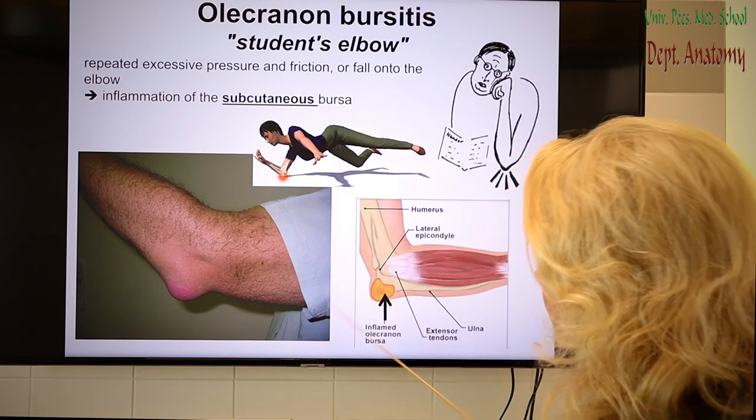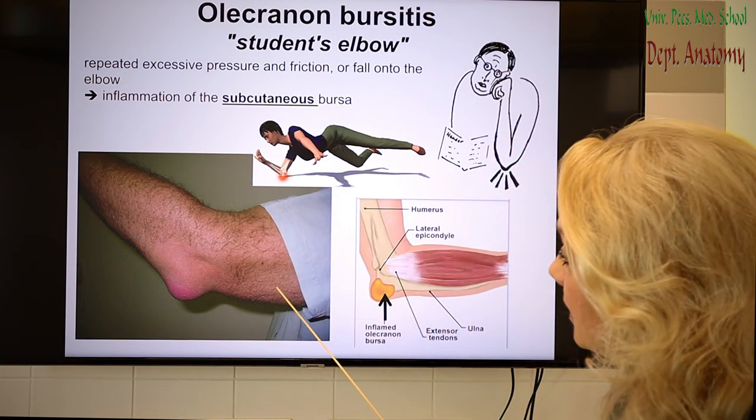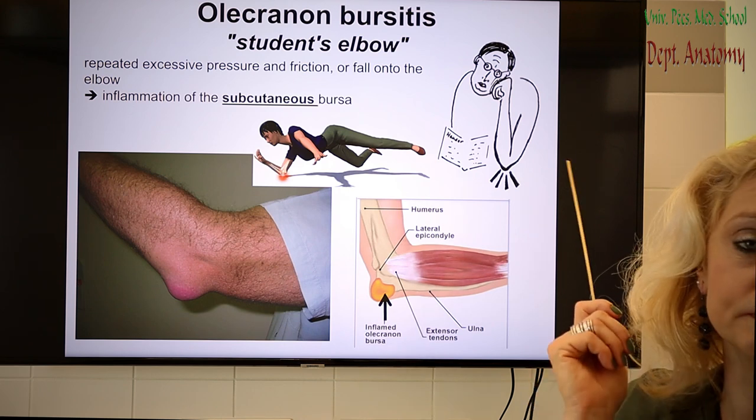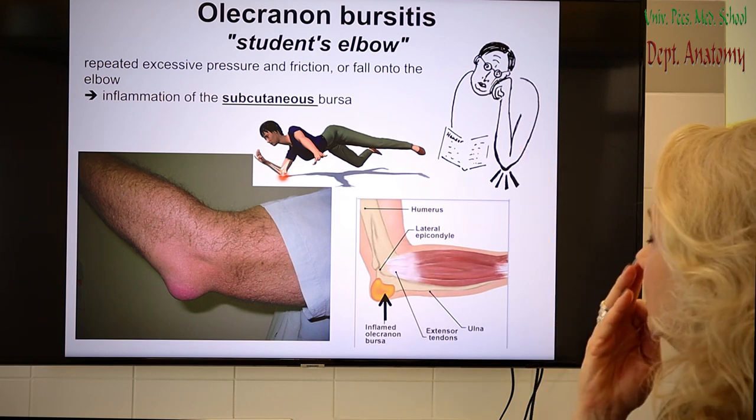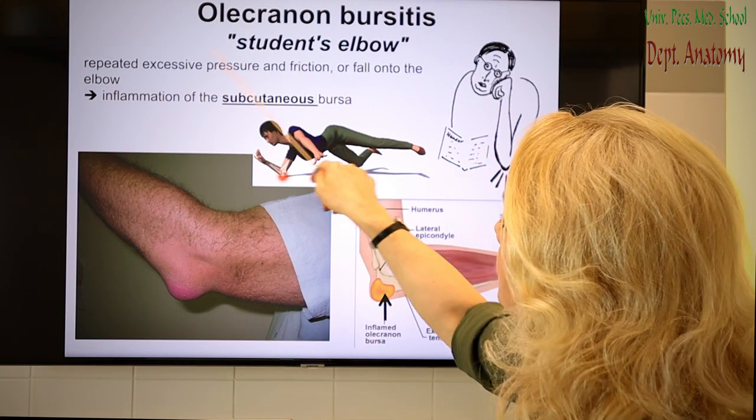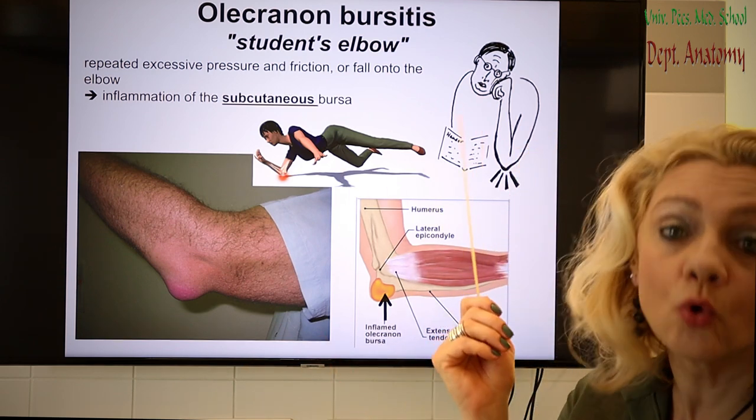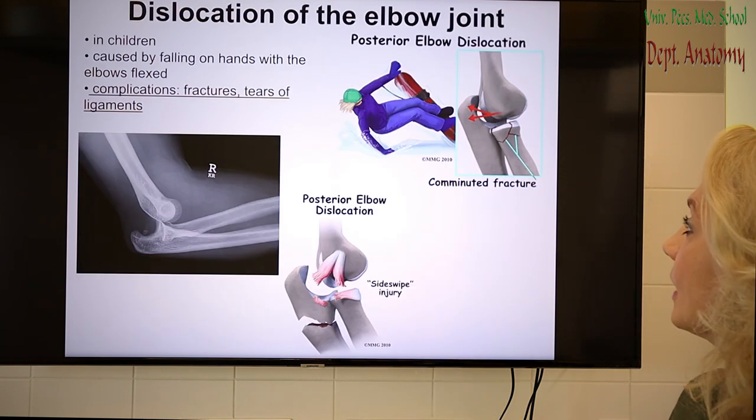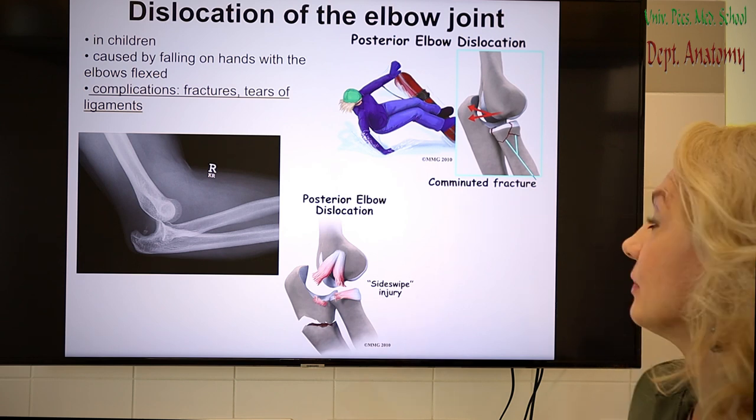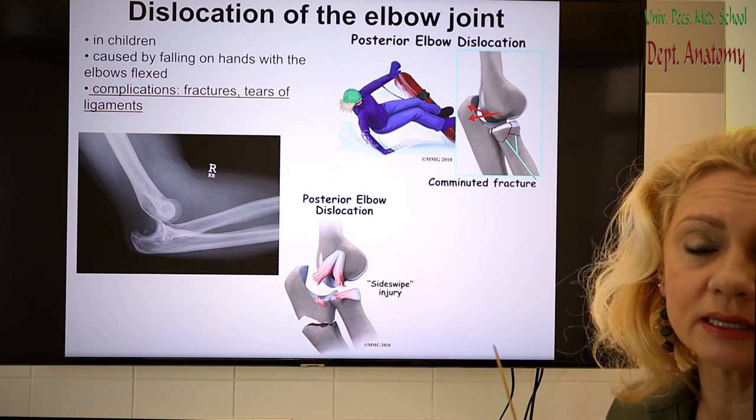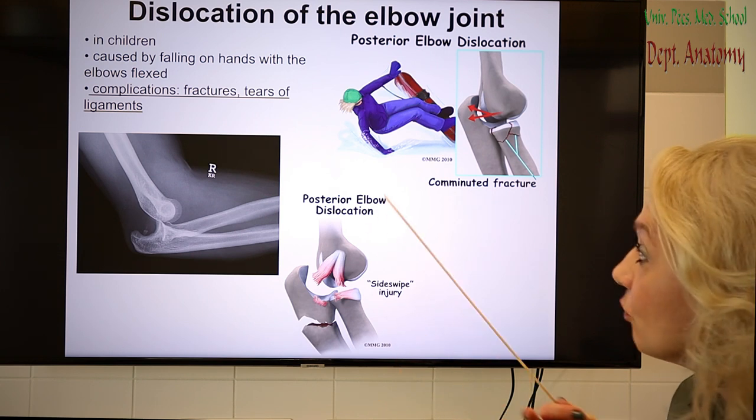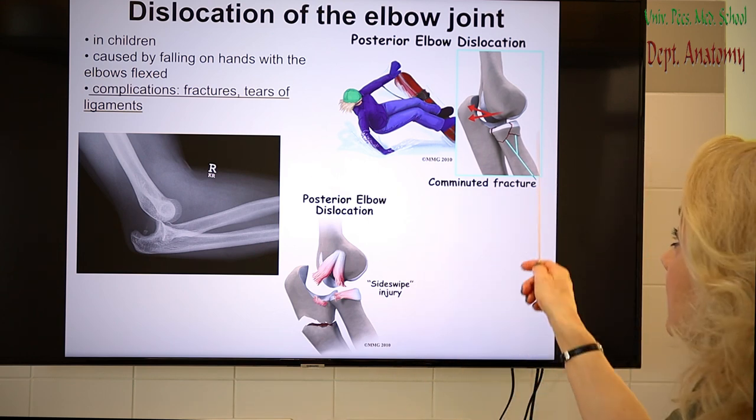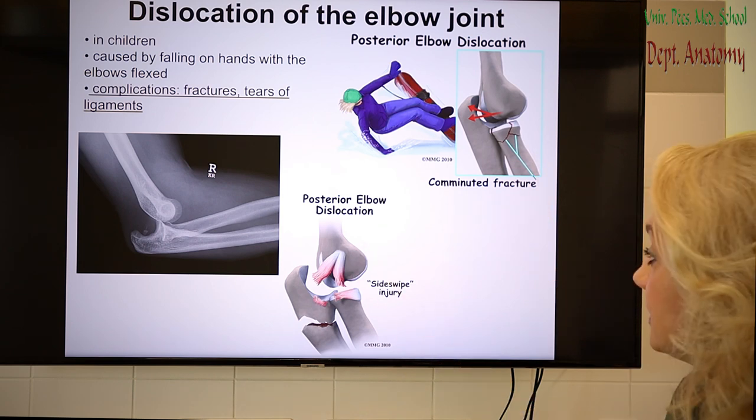Next, if we go distally along the upper limb, here we reach the olecranon. It's an important point. It's also called student's elbow when the bursa here is inflamed. This is because of repeated excessive pressure and friction, or when you fall on the elbow, this can be inflamed. Then, of course, the elbow joint can also be dislocated, obviously most commonly by different trauma and falling on the arm, for example, with weight and with speed, and it can be combined with fractures and ligament and nerve lesions.